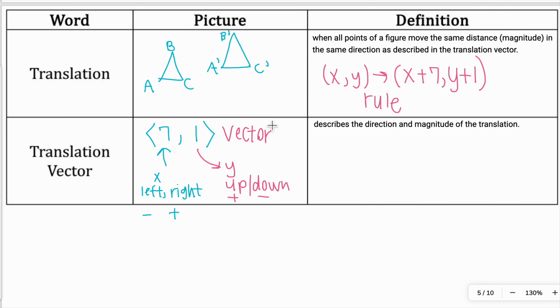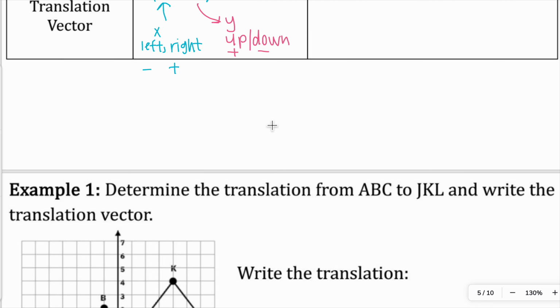So go ahead and take time to copy this down, and when you're ready to go on, unpause the video and go ahead and click play so we can see how to do some examples.